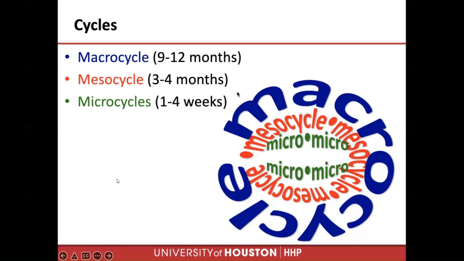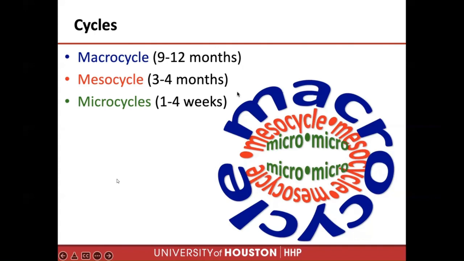We have our mesocycle, which is 3 to 4 months. What does 3 to 4 months sound like, especially if you're talking high school or college athletes? It's a season, right? So we have our preseason, our postseason, our in-season, our off-season, and that would be our 3 to 4 month cycles. And then we have our microcycles within it.